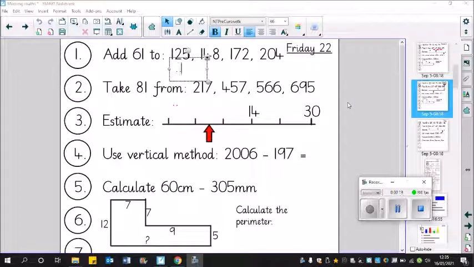125. We start with 125, add 61. So 125 add 60 is going to be 185, and one more is 186.